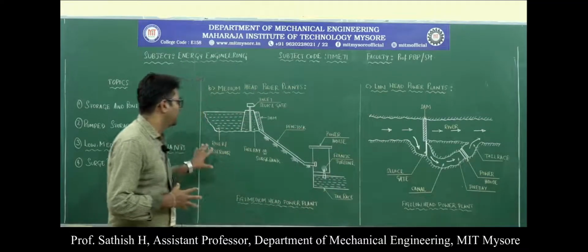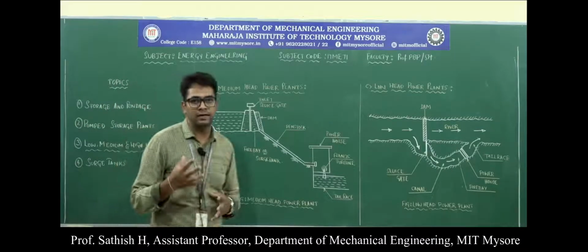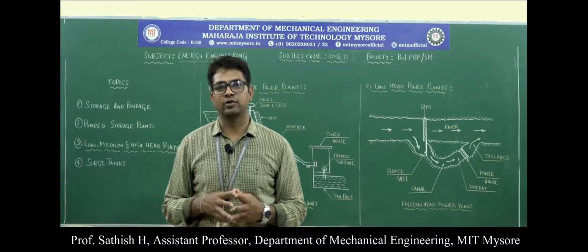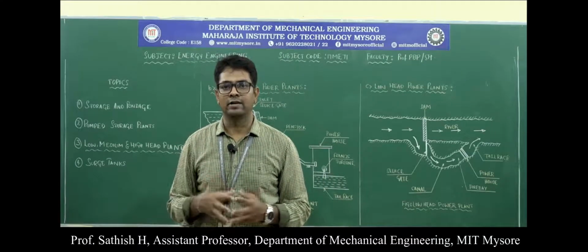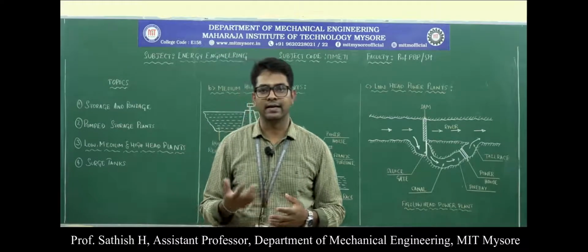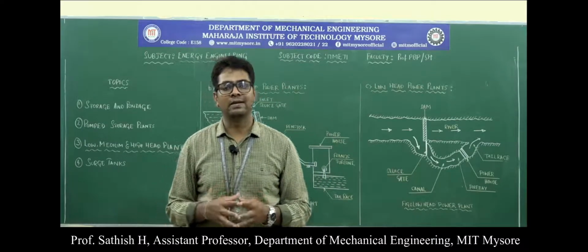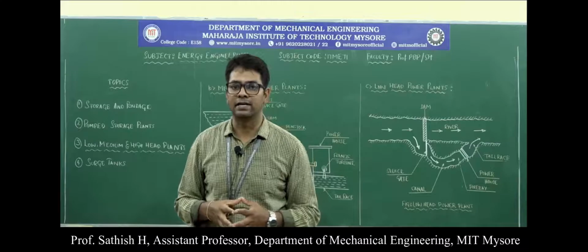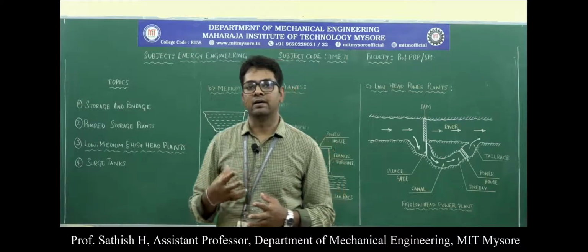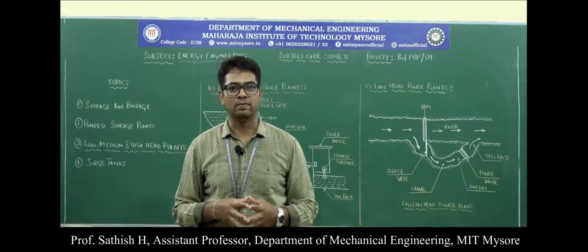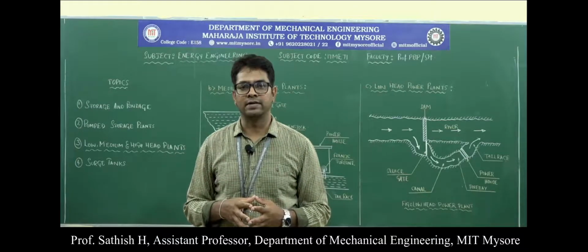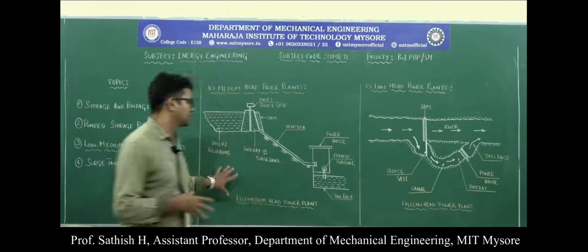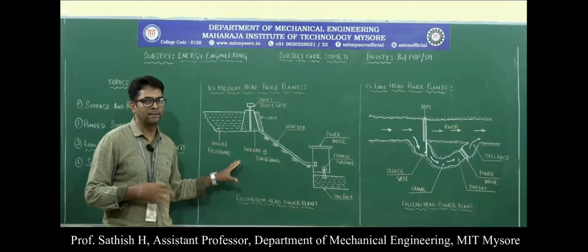In medium head power plants, one of the prerequisites, as I told in the high head power plant, is that if the head available for the hydroelectric power plant is more than 100 meters, we call it a high head power plant. If the head available is between 30 meters and 100 meters, it is called a medium head power plant. I repeat, if the head available in a hydroelectric power plant is between 30 meters and 100 meters, we can call it a medium head power plant. So this is a schematic representation of a medium head power plant.